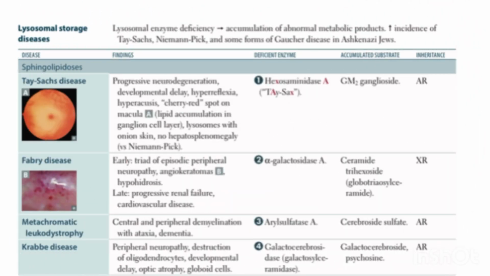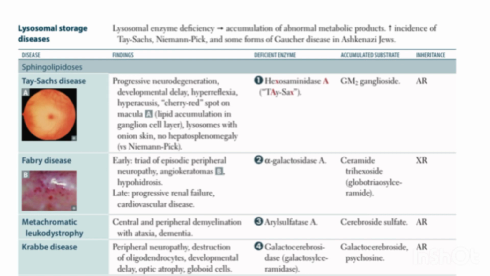Let us now see about lysosomal storage disorders. In lysosomal storage deficiency, accumulation of abnormal metabolic products occurs. Increased incidence of Tay-Sachs, Niemann-Pick, and some forms of Gaucher's disease is seen in Ashkenazi Jews. In lysosomal storage disorders, we have sphingolipidoses and mucopolysaccharidoses.